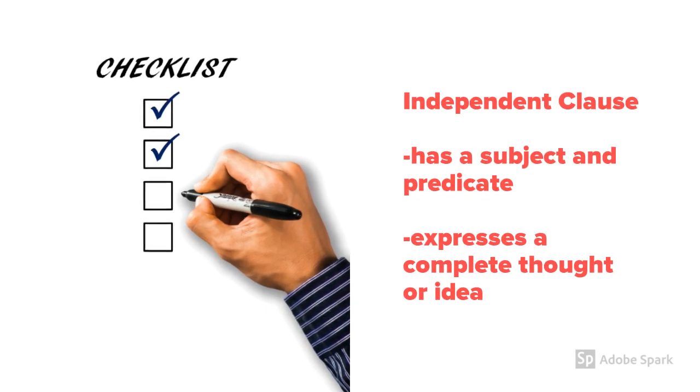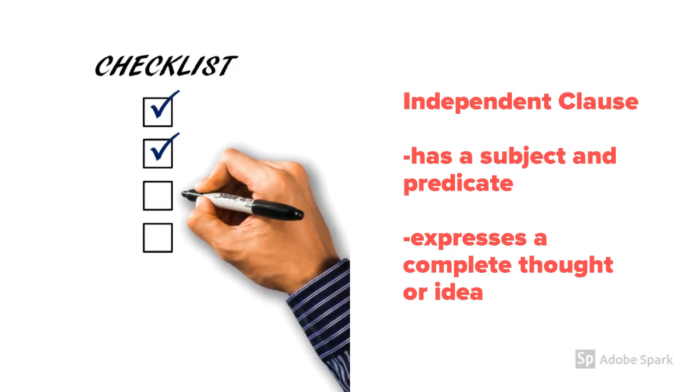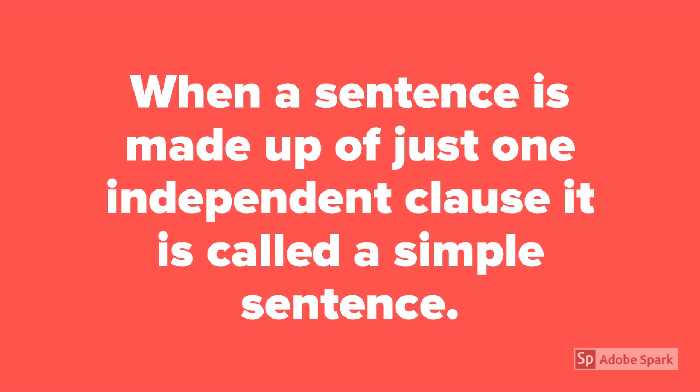An independent clause is made up of one subject and one predicate and expresses one complete thought. An independent clause can stand alone without any other clauses and still make complete sense. When a sentence is made up of just one independent clause, it is called a simple sentence.